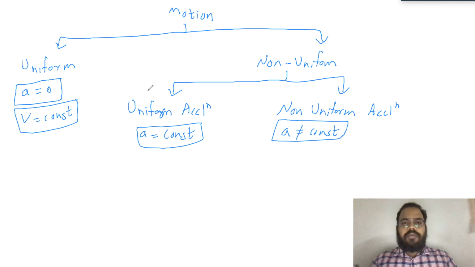Now we'll go into detail of each type of motion. We'll start with uniform motion, then do uniform accelerated motion, and lastly we'll solve some sums on non-uniform motion. In uniform motion I'll share the trick which will help you. So let's start with uniform motion first.